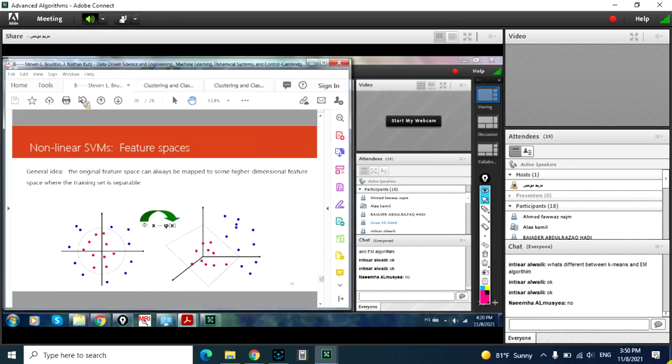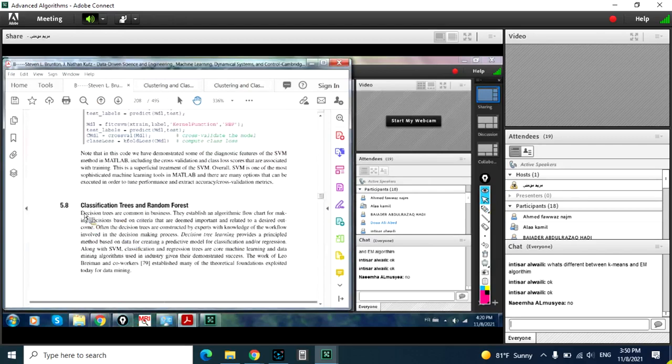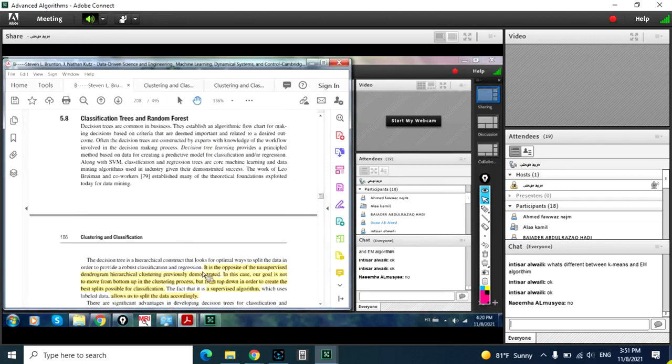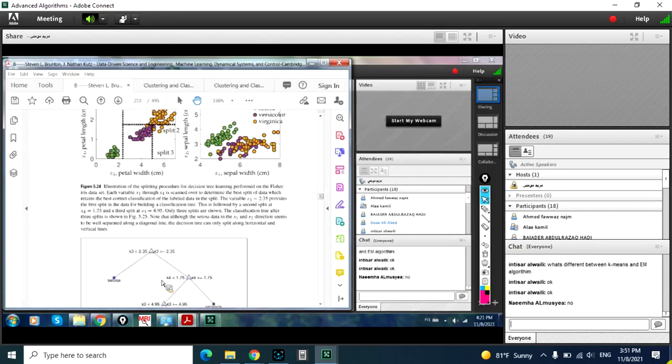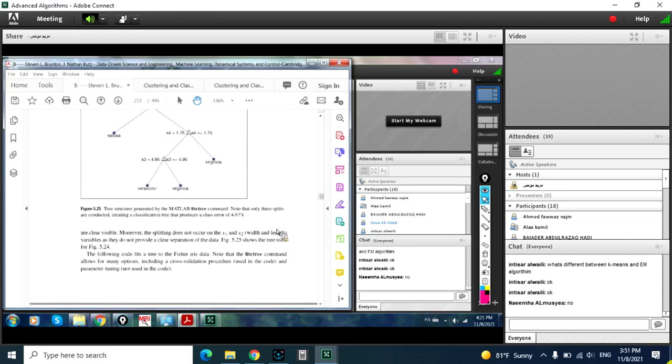In this book we call it classification trees, because it is like a tree, and random forest. It is like this: divide into green and orange, purple, then again divide the orange and purple into classes. Okay, and it is like this.